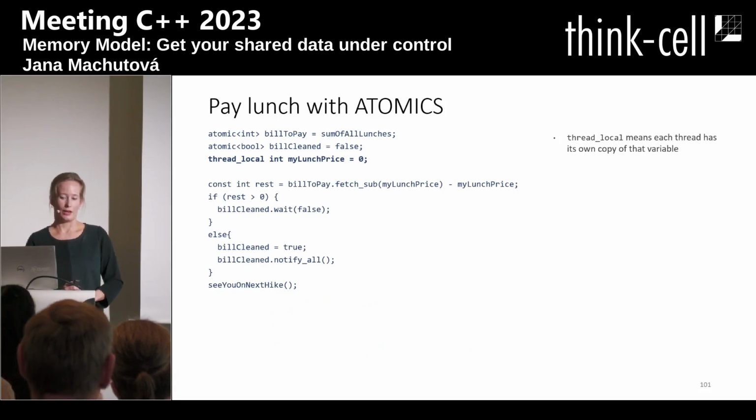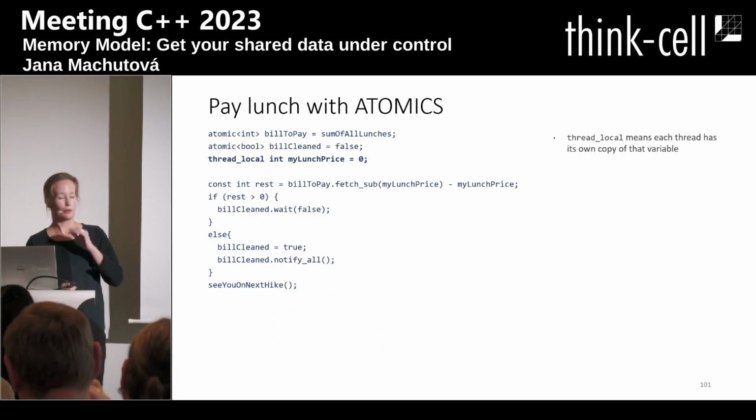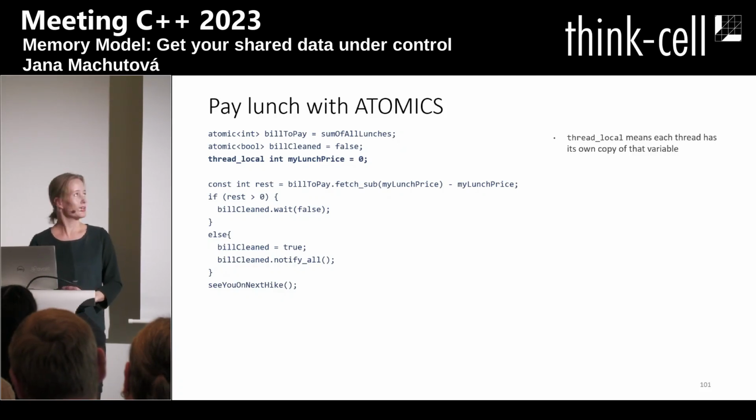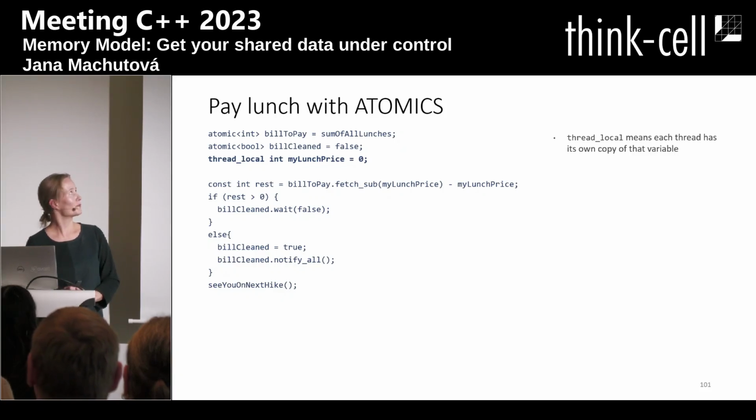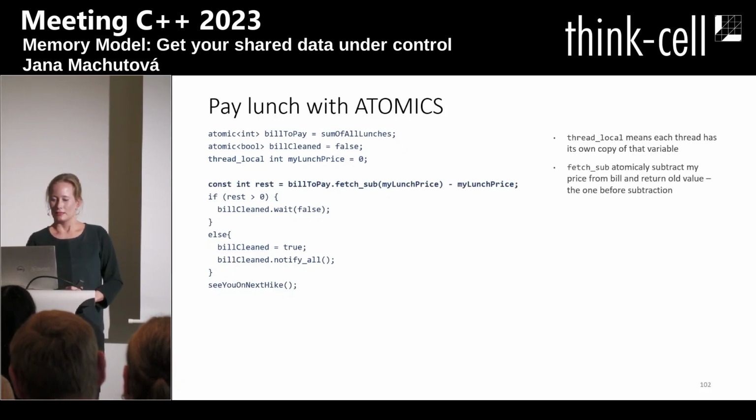So we will pay our lunch with atomics. We have another important keyword there. It's thread local, which is actually a variable which every single thread has its own. It's not shared. You have your own value in there. So everyone will place their lunch price. Everyone orders something different, so they have their own copy. They don't fight about it.